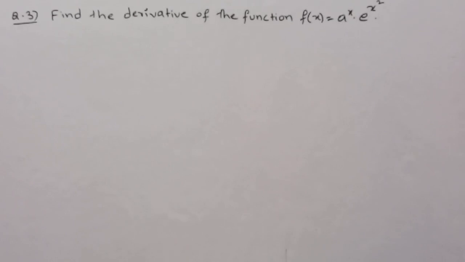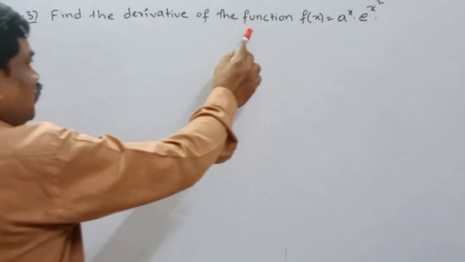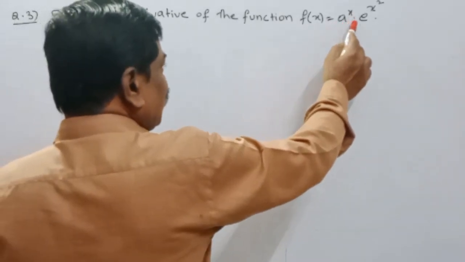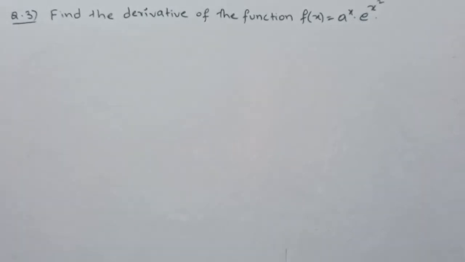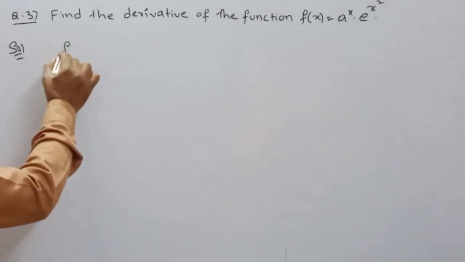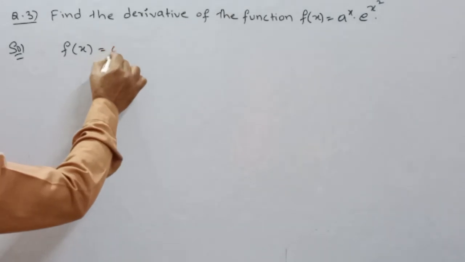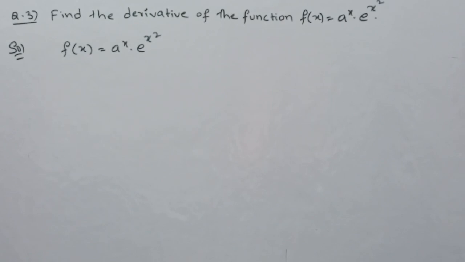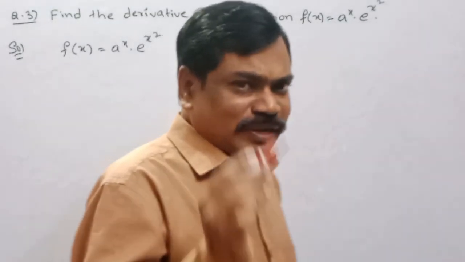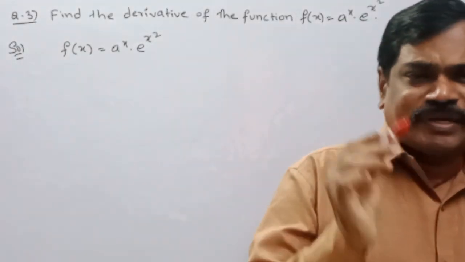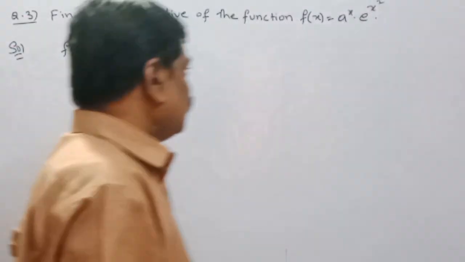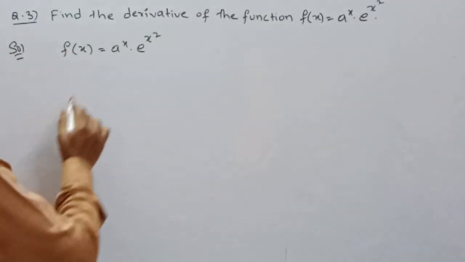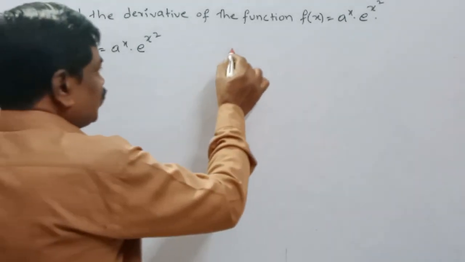Here we have one more problem from differentiation. Find the derivative of the function f of x is equal to a power x into e power x square. Here, given f of x is equal to a power x into e power x square, we have to find the derivative.